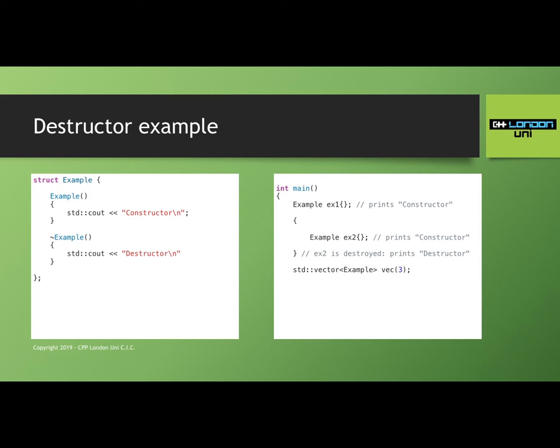Okay, let's take this a bit further. We're going to construct a vector of example objects this time. This vector is going to hold 3 objects. So what do you think this is going to do?